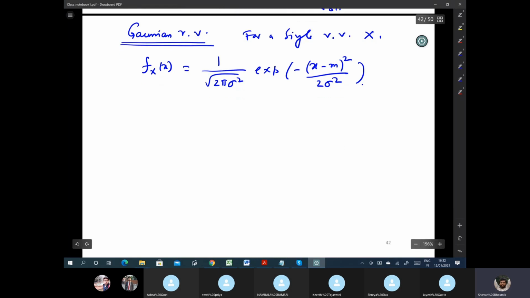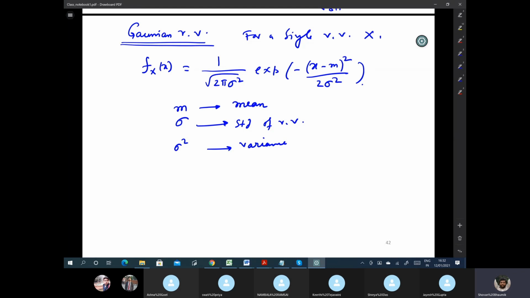Here we have two parameters, one is m and one is sigma, right? So if we have m and sigma, what is the meaning? m is the mean of the random variable and sigma is the standard deviation of the random variable, right? And sigma square is the variance. Standard deviation square is variance. So it is a two-parameter distribution, m and sigma. m is the mean and sigma is the standard deviation.